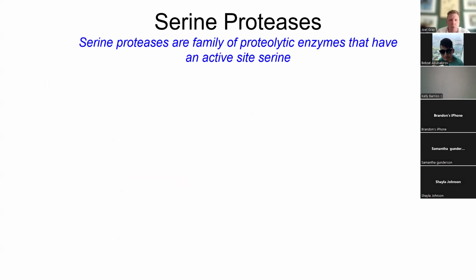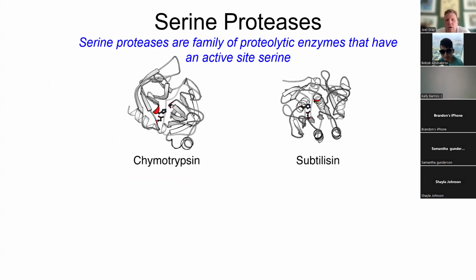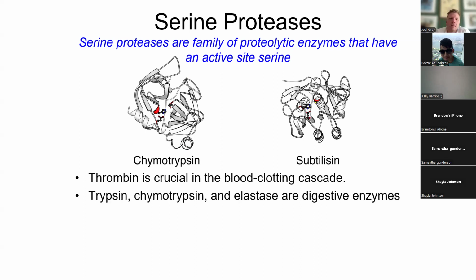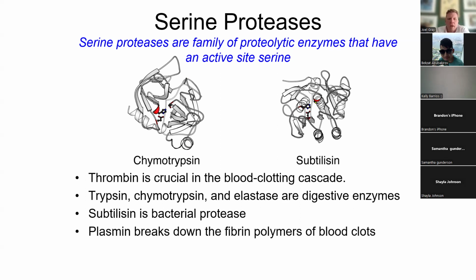Okay, a serine protease. Now, serine proteases are a class or a family of proteolytic enzymes that have an active site serine. Chymotrypsin and subtilisin are two examples. Those are two specific enzymes that are serine proteases. Thrombin is another serine protease, and thrombin is crucial in the blood clotting cascade. So this is essential for making sure that you stop bleeding. Trypsin, chymotrypsin, and elastase are all digestive enzymes, so they're found in your gut or in the guts of other organisms. Subtilisin is a bacterial protease.